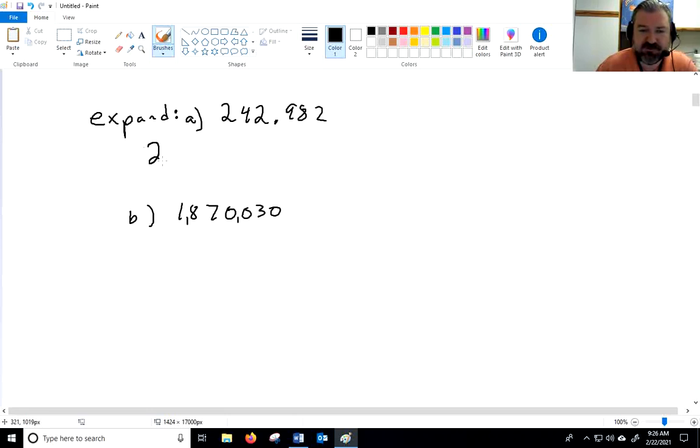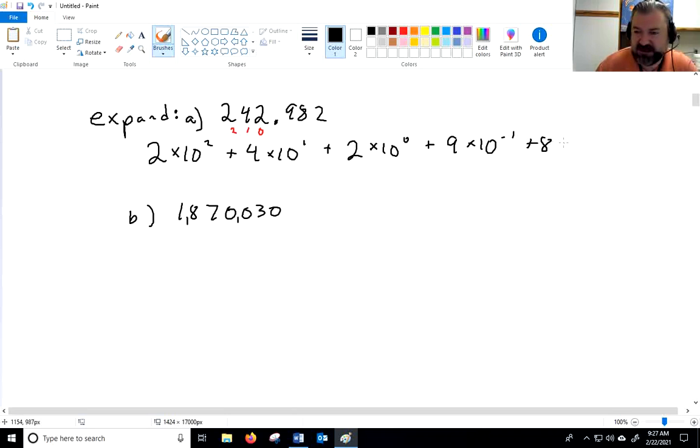This is 2 times 10 to the second plus 4 times 10 to the first. Plus, remember, we start at the decimal. The number just left of the decimal is a power of 0. Always remember that's 0, that's 1, that's 2. Okay, so plus 2 times 10 to the 0 plus 9 times 10 to the negative 1 plus 8 times 10 to the negative 2 plus 2 times 10 to the negative 3.